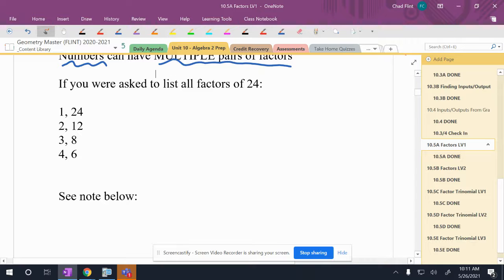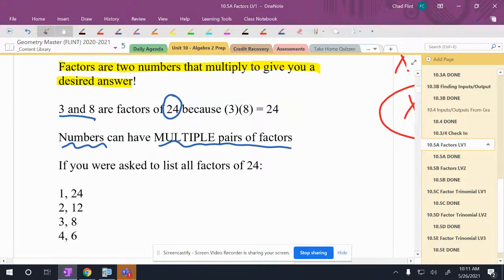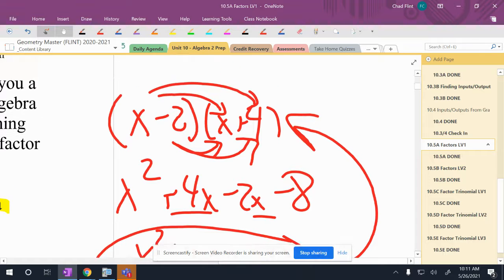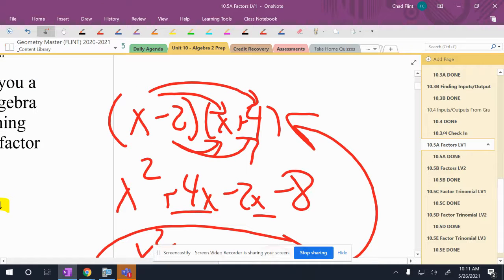In this file, we're going to ask you to do something like that: go through and list the factors. And then, after we learn how to list the factors and get used to doing that, I'm going to have you build up the skills you're going to use to ultimately be able to take a trinomial like this and turn it into two factors like that, which is something that gets used a ton in Algebra 2.